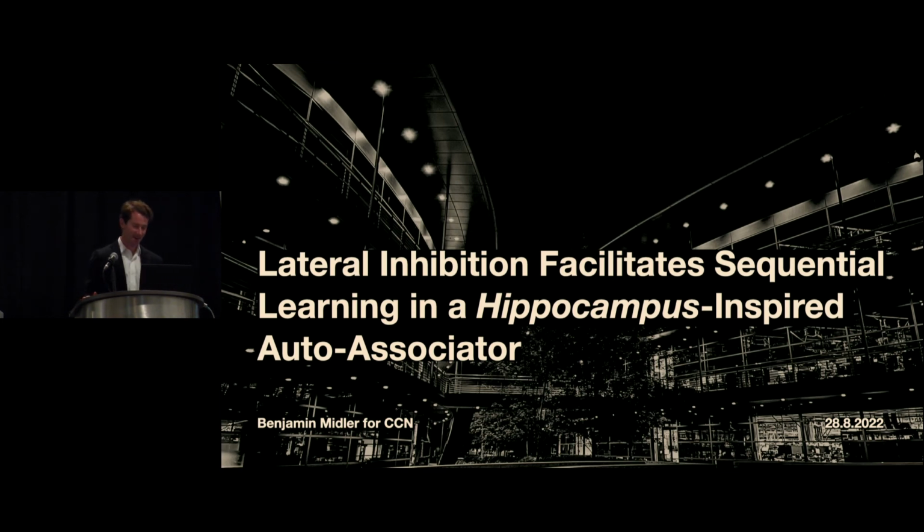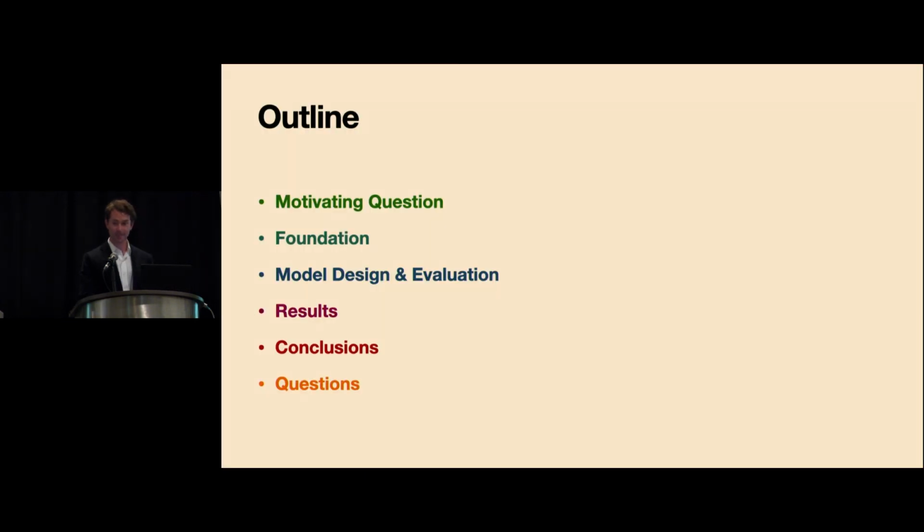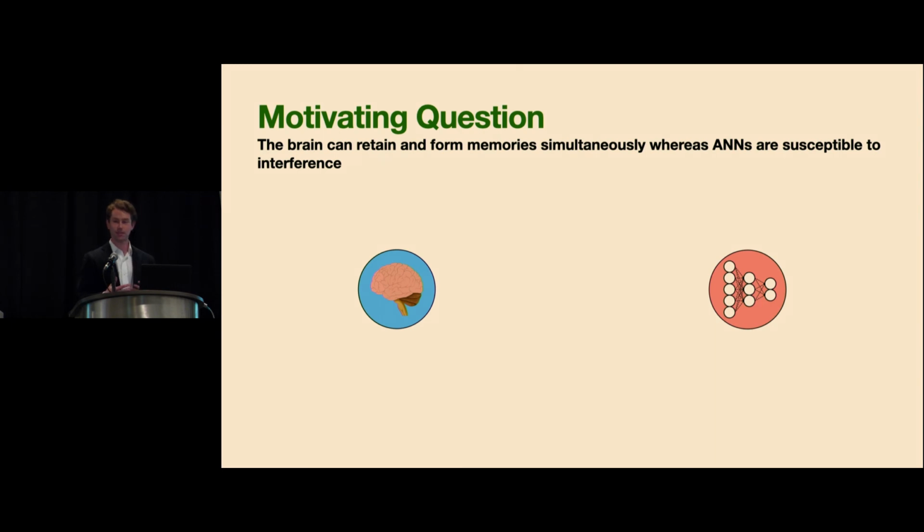Thank you. I'm here to talk to you about a hippocampal model, specifically one that illustrates how lateral inhibition can facilitate sequential learning. My name is Benjamin Midler. I'm a senior studying psychology and biology at Stanford. I work in the labs of Carl Deisseroth, Shaul Druckmann, and Brian Knutson, and this work in particular was done in collaboration with Jay McClelland. With that, we can kick things off with the motivating question, which begins with an interesting bifurcation that exists between biological and artificial intelligence, specifically with respect to catastrophic interference.